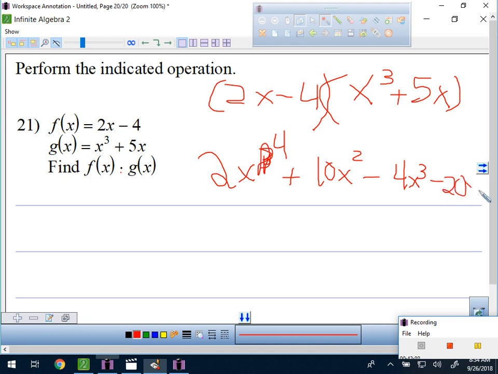My goodness. And you don't have to worry about putting it in order, but there it is. I'm going to say it one more time so you can hear it: 2x to the 4th plus 10x squared minus 4x cubed minus 20x. And that will be the answer for 21, as rough as that looks.